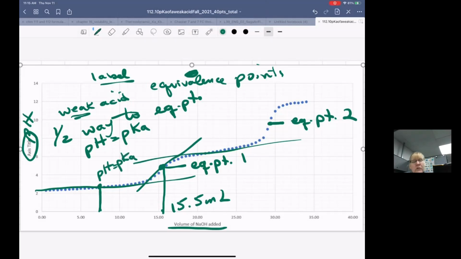Now, because this is equivalence point 1, that would be pKa1. I could do the same thing here, go halfway up, and I would get pKa2. So we can label where we have our pH equals our pKa.